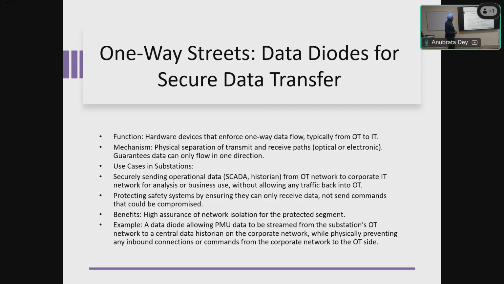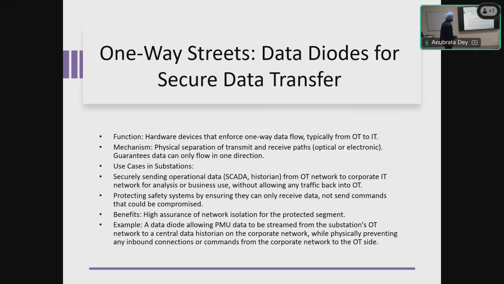Data diodes are basically hardware devices that enforce one-way data flow. For example, OT to IT. IT cannot come back to the OT side. So it really provides a physical separation between the transmit and receive paths. So it guarantees data flows in one direction. There are advantages and disadvantages of it.